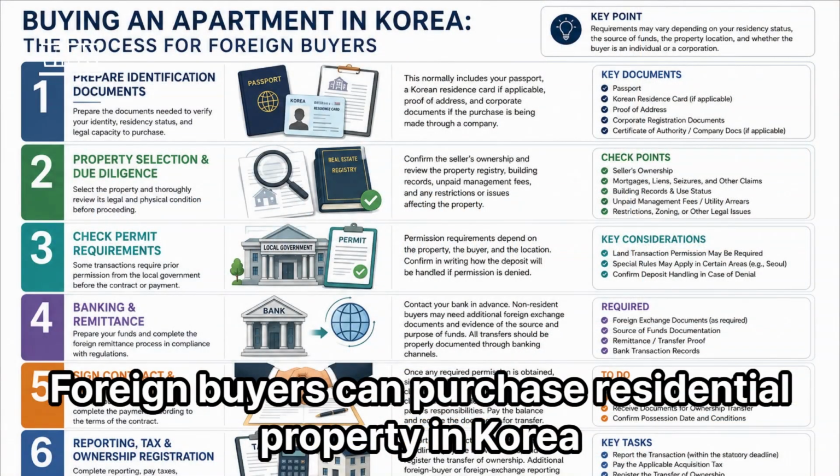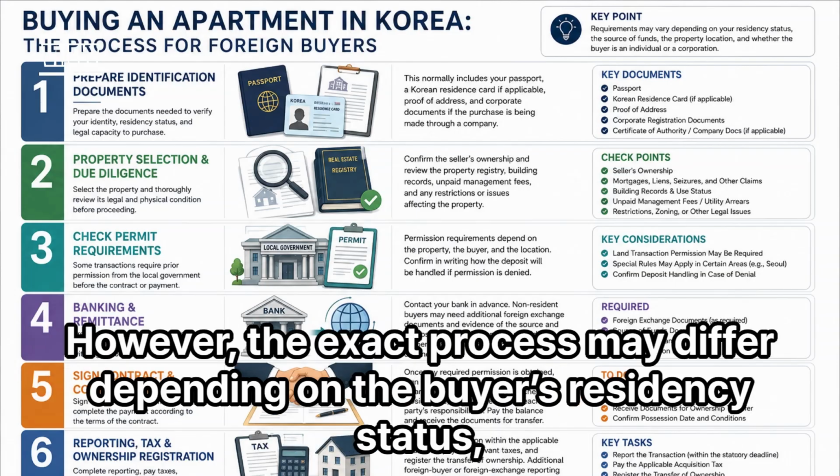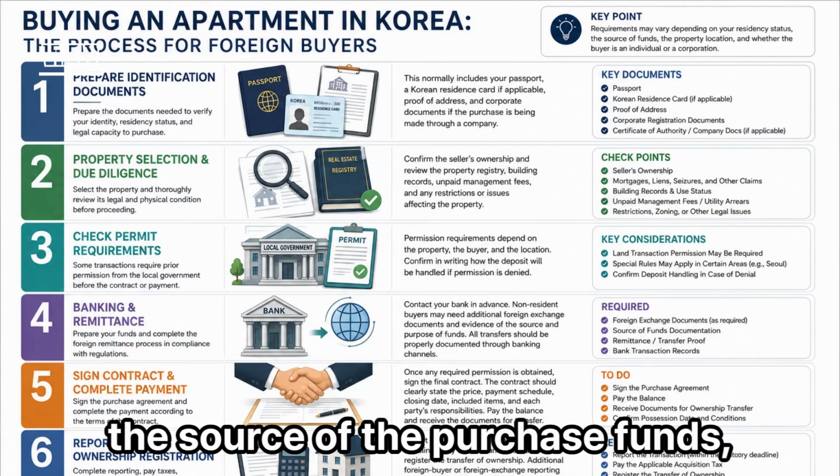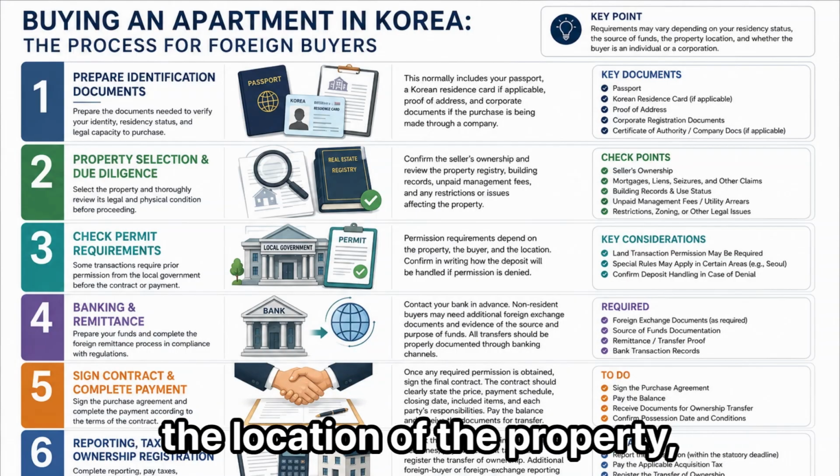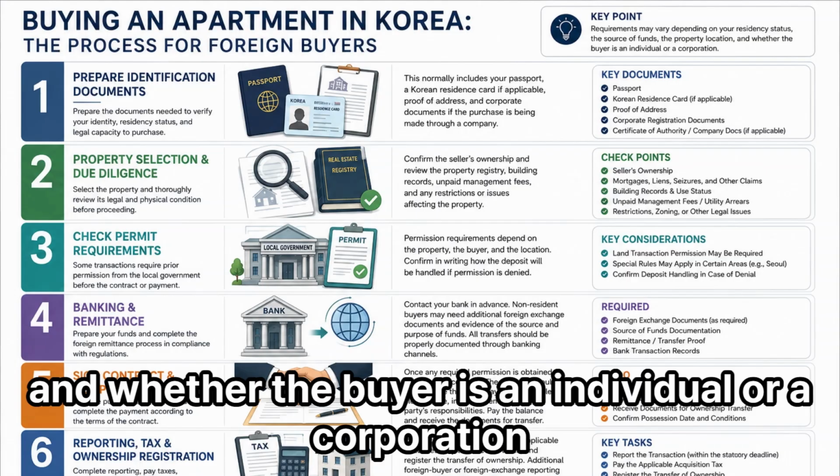Foreign buyers can purchase residential property in Korea. However, the exact process may differ depending on the buyer's residency status, the source of the purchase funds, the location of the property, and whether the buyer is an individual or a corporation.